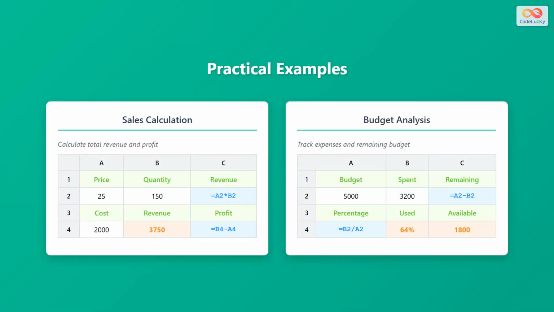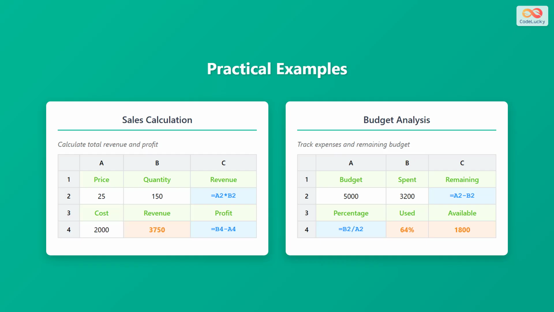Let's look at a few practical examples. First, consider a sales calculation. Here we calculate total revenue and profit. The formula in cell C2, =A2*B2, calculates the revenue by multiplying the price in cell A2 by the quantity in cell B2. The formula in cell C4, =B4-A4, calculates the profit by subtracting the cost in cell A4 from the revenue in cell B4.